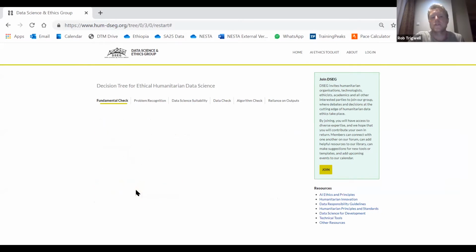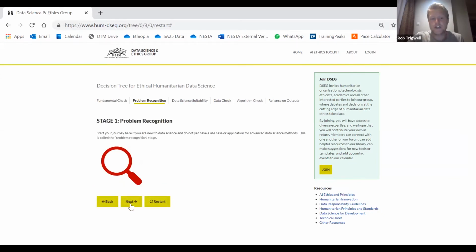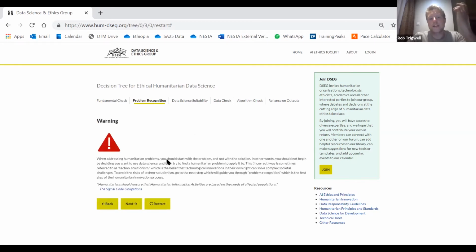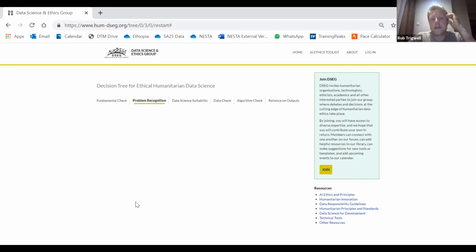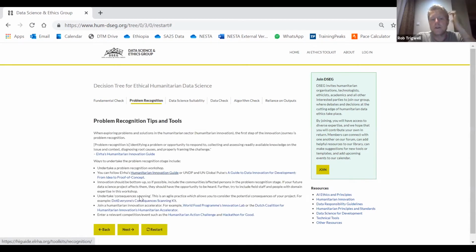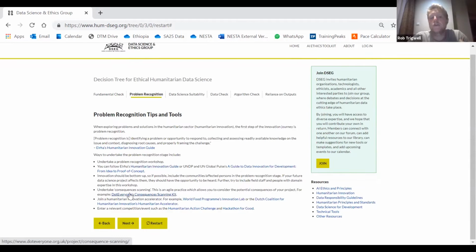And then we go into problem recognition. Do we know the problem? The key aspects to make you think about a problem. And here we've cited a lot of innovation guides, from data innovation for development, from ideas to proof of concepts, just some of the key things we need to think about. So anyway, we'll share the links if people want to play around with it after the presentation.